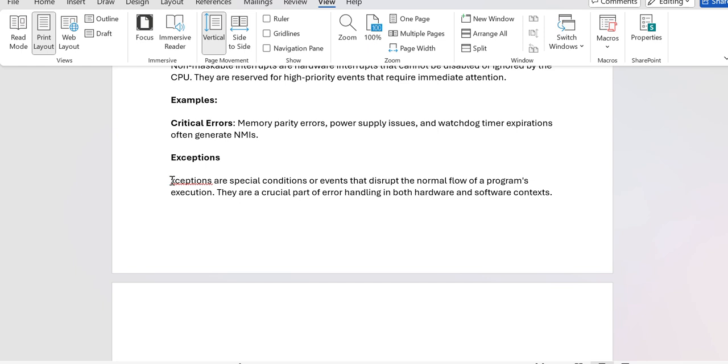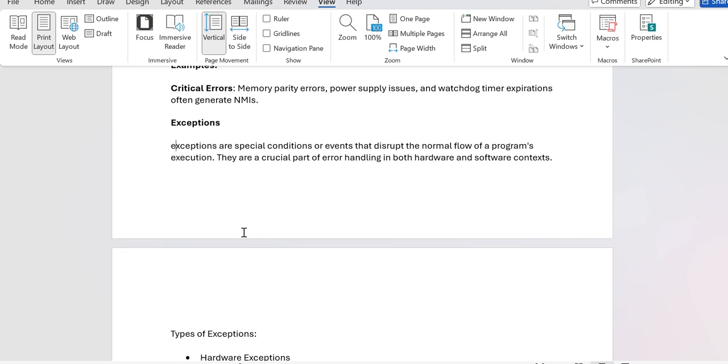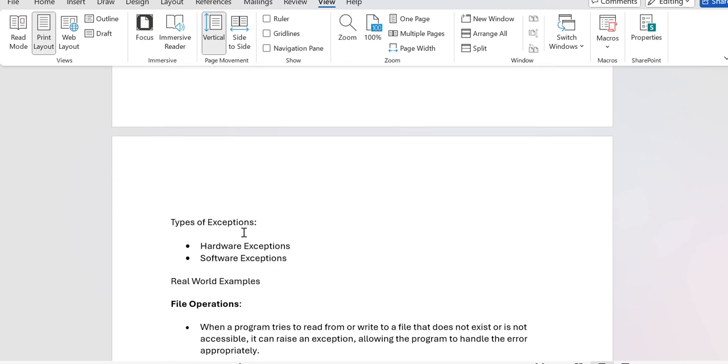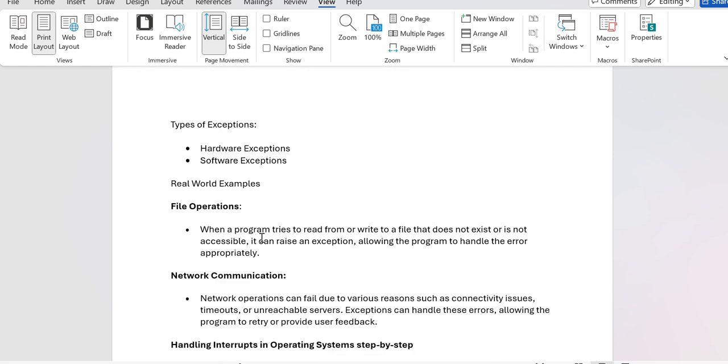Exceptions. Exceptions are special conditions or events that disrupt the normal flow of a program's execution. They're a crucial part of error handling in both hardware and software contexts. Types of exceptions: hardware exceptions, software exceptions. Real world examples: file operation.